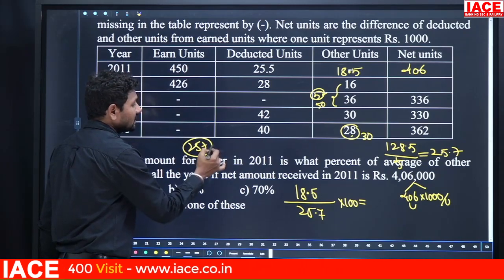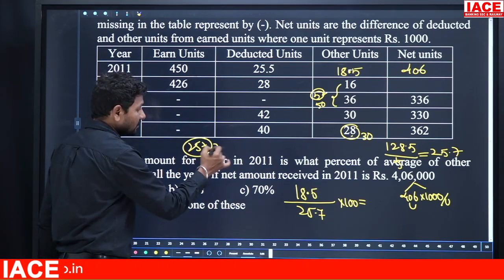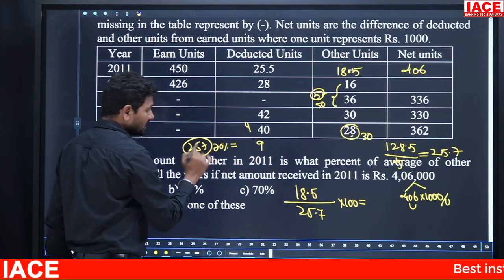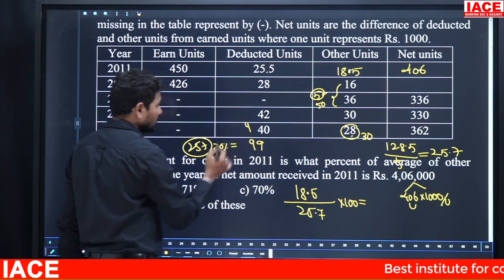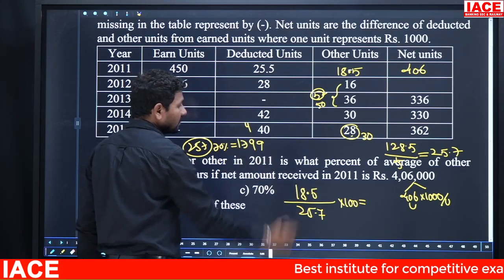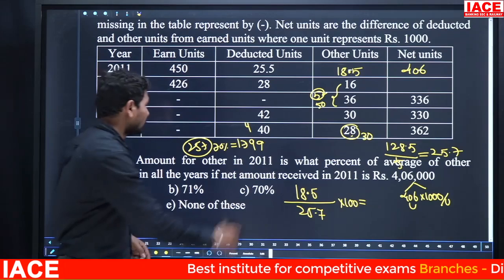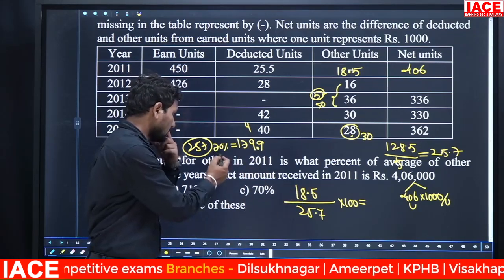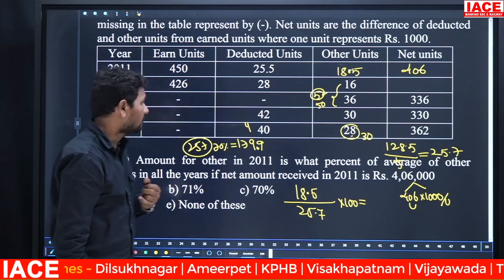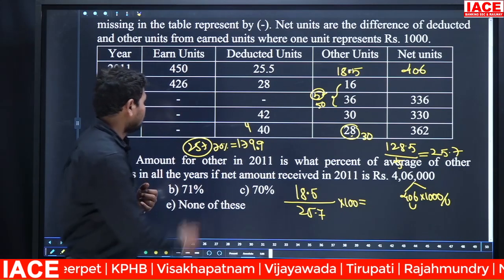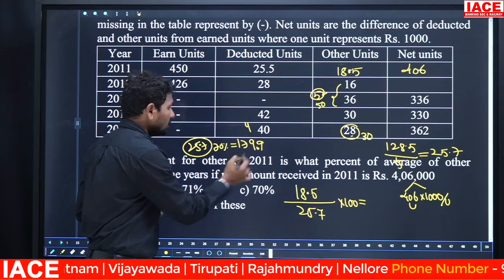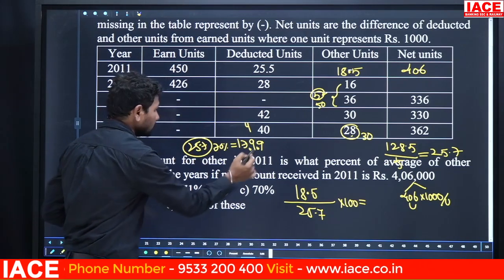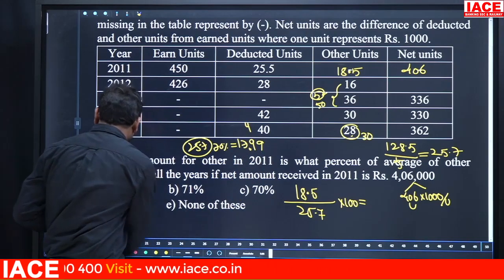257, how much percentage required? 70 percentage required, which means multiply with 70. 7 sevens are 49, carry forward 4. 7 fives are 35, 35 plus 4 is 39, carry forward 3. 7 twos are 14, 14 plus 3 is 17. 1799 is there. That means with one decimal it is 179.9. But here the percentage and 70 percentage are taken, so two decimals will be generated. You will get 17.99.